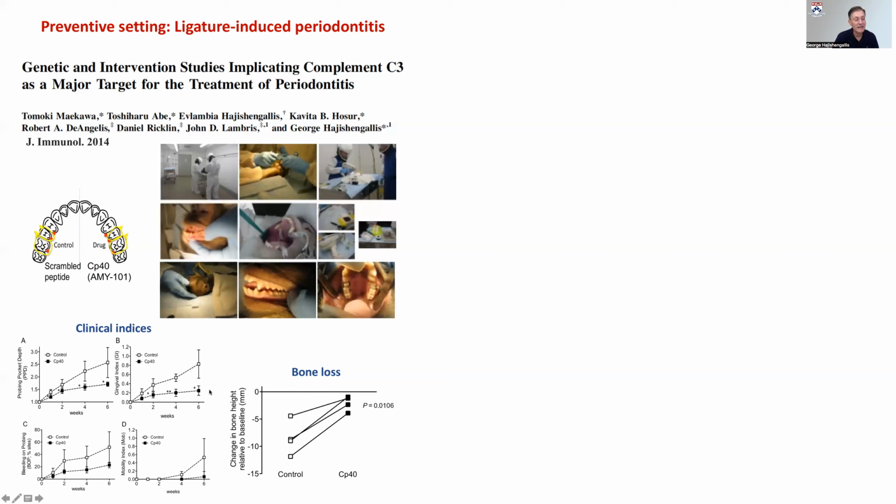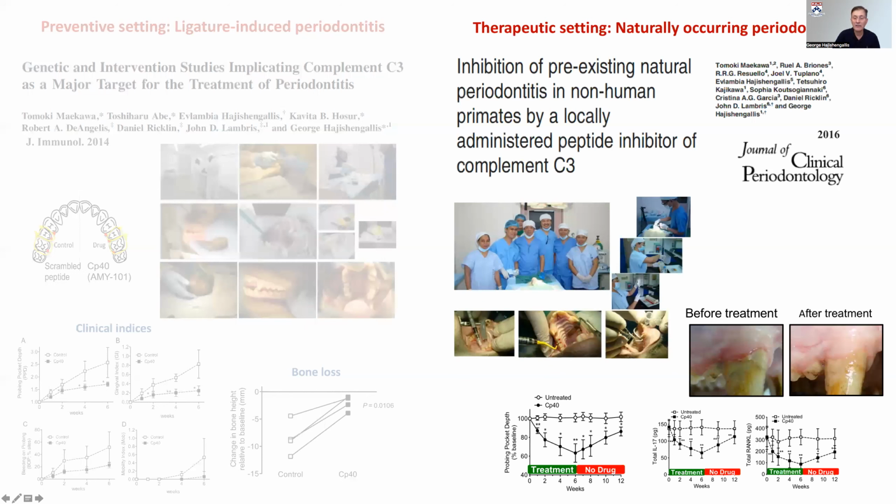All these are clinical indices that are used to monitor periodontal disease in human periodontal patients. Perhaps the most important finding was that the sites that were treated with AMY-101 developed significantly less bone loss, and this was determined radiographically. In another study, also in non-human primates, we treated older monkeys that had naturally occurring periodontal disease.